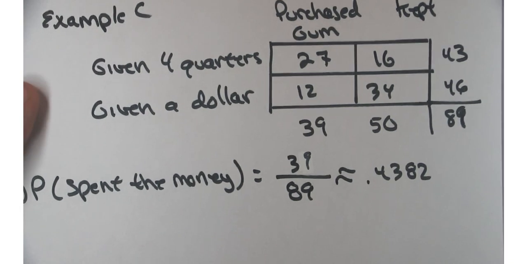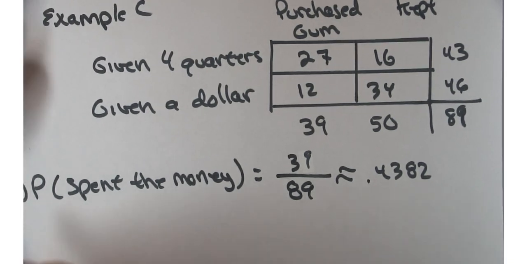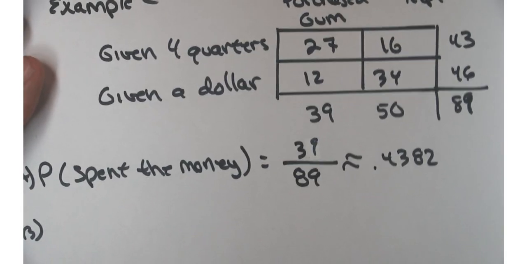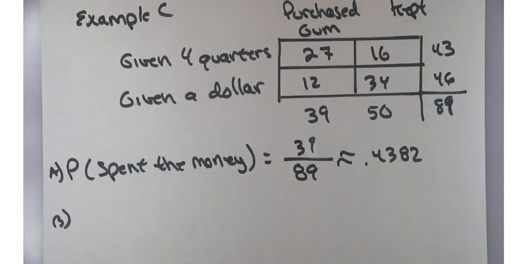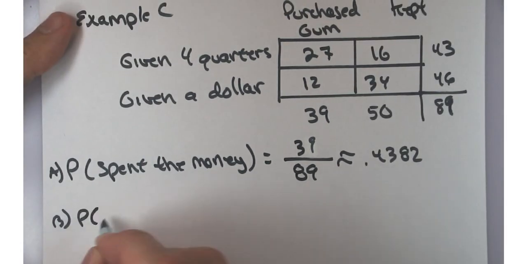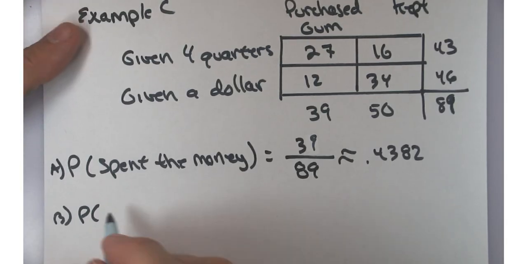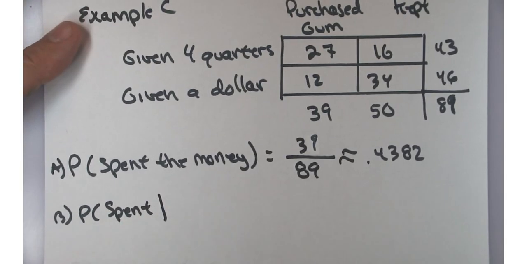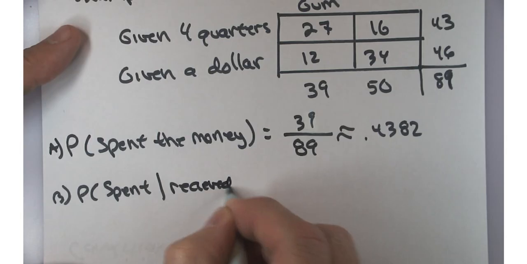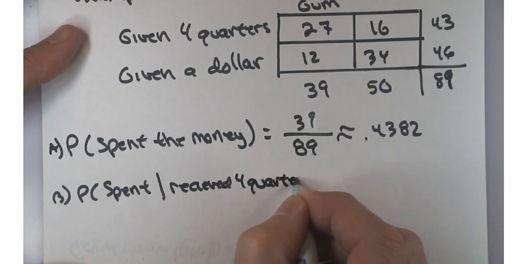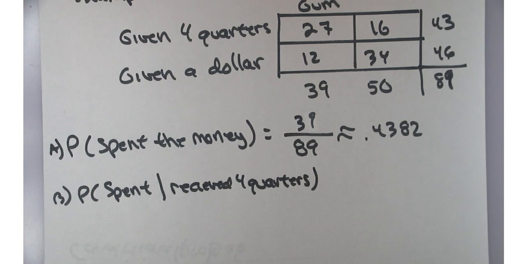Okay. But now we're going to change things up. When we start working with conditional probabilities, what you're effectively doing is changing the sample space. So I want to look at the probability that they spent the money given that they received 4 quarters. So am I looking at all 89 of these individuals anymore? No, I'm not. I'm looking at a smaller set of this table.